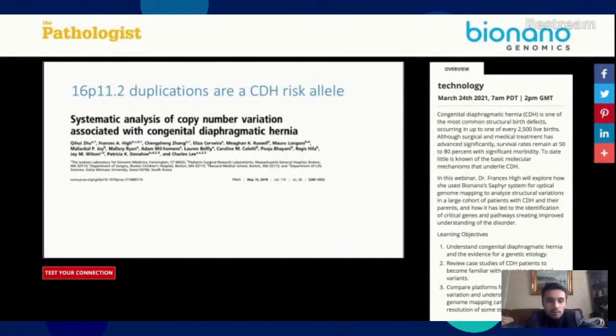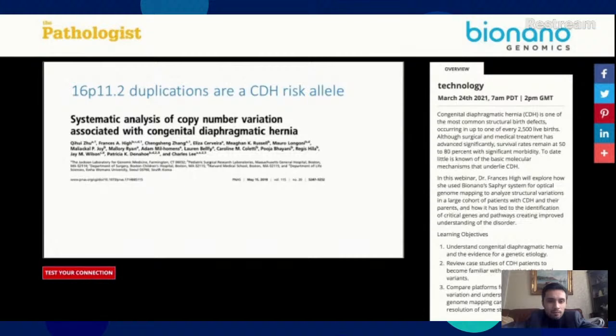The second case that I want to talk about is a case in which we used Bionano technology to try and understand a complex structural rearrangement in a part of the genome that's challenging to study. And so we identified that duplications at this locus, 16p11.2, are a CDH risk allele. And this was published back in 2018.